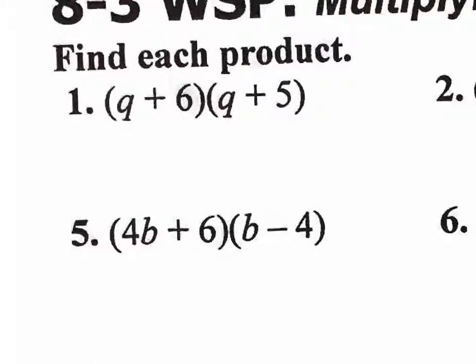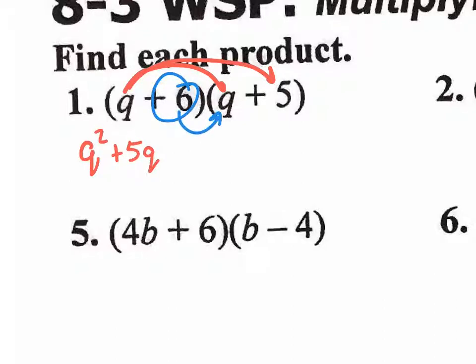Again, we're going to be distributing one item at a time. Simply distributive property. Q times Q, Q squared. Q times 5, positive 5Q. How about 6 times Q? Positive 6Q. And how about 6 times 5? Plus 30. So we have 4 terms.